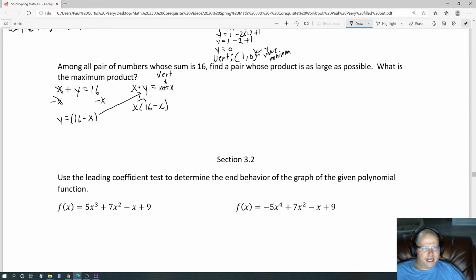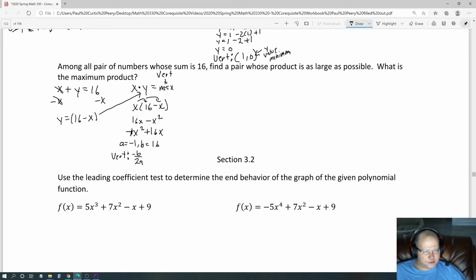Okay, so x times 16 gives me 16x, and x times negative x gives me negative x squared. Now I'm going to flip the order, so I have negative x squared plus 16x. The coefficient of the x squared, the a, is an implied negative 1. The b is the coefficient of x, which is 16. And we already went over that the vertex is equal to negative b over 2a.